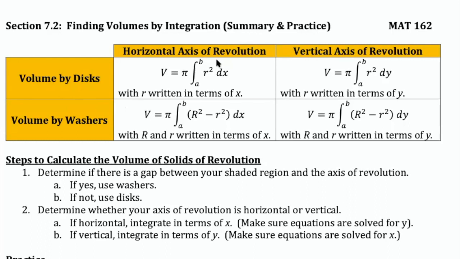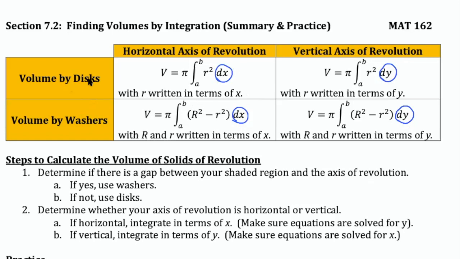So to summarize what we talked about in the previous videos, if you have a horizontal axis of revolution creating the solid that you're finding the volume for, then you always have to have a dx integral. And that means your radius, whether we're talking just little r or capital R and little r, needs to be written in terms of x. Now, if your axis of revolution is vertical, the only thing that changes is your integral should be a dy integral. And you will need to decide if your cross sections are disks or washers.